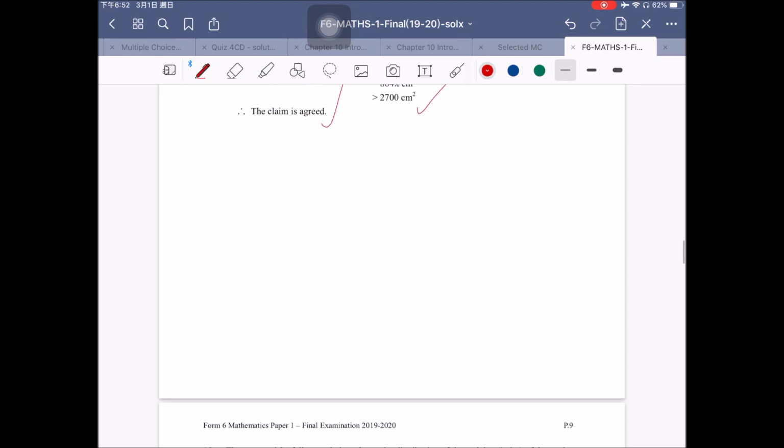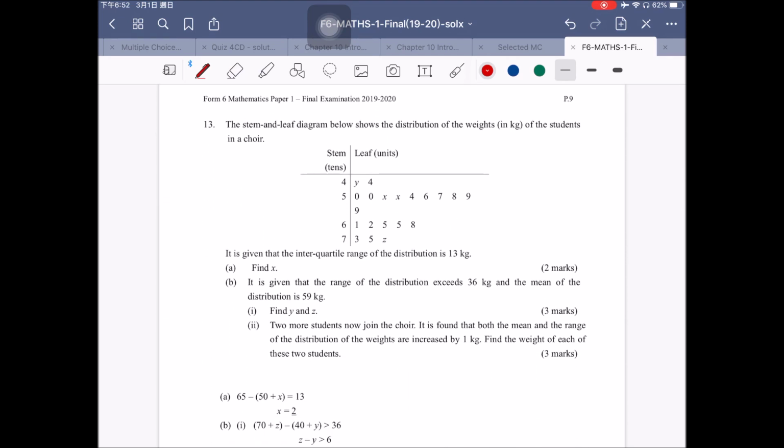Okay, this one. The first few parts are not difficult. Okay, find the value of x. What is x? The interquartile range.